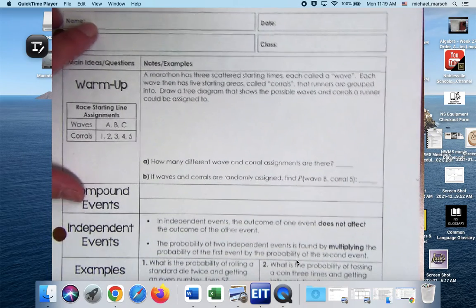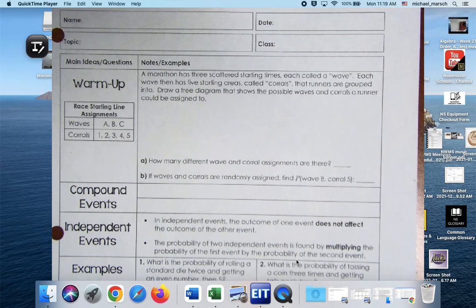A marathon has 3 scattered starting times, each called a wave. I don't know if anybody in here has ever run a marathon, but they put you in order based on your entry time. And then each wave has 5 starting areas called corrals. That's where you stand with all the people who are around your time that runners are grouped into. Draw a tree diagram that shows the possible waves and corrals the runner could be assigned to.